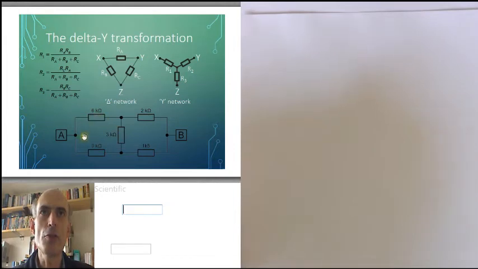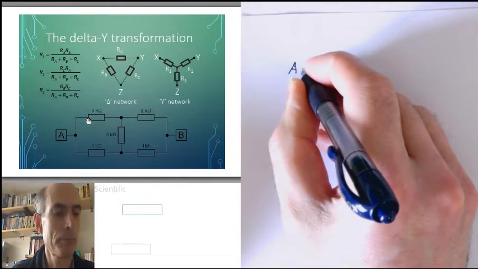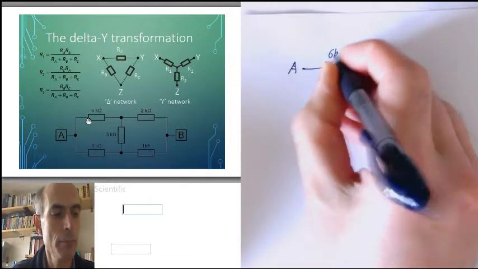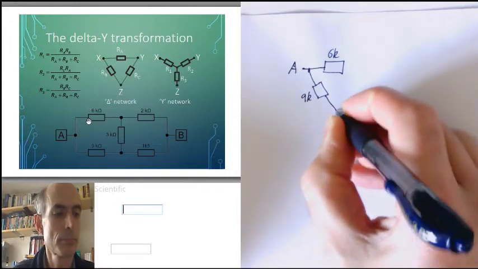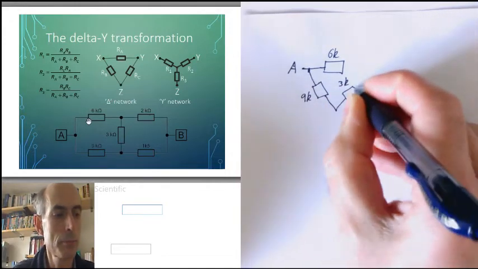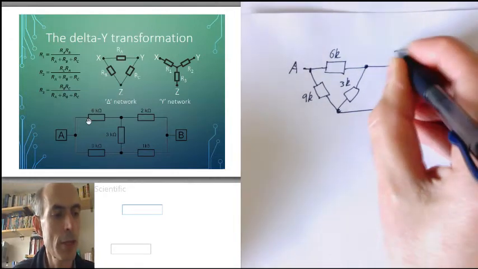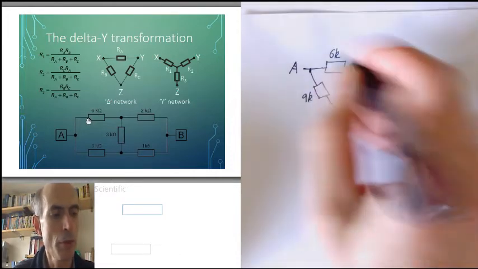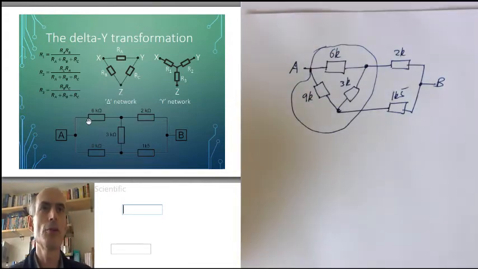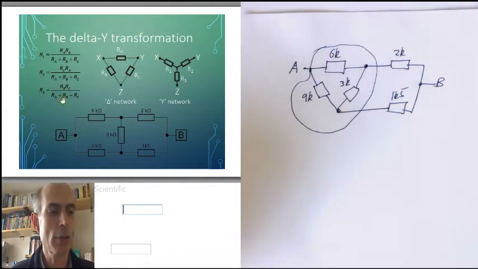We'll take these 3 resistors here, and if I draw this in a slightly different way, the same topology, I'm just going to draw it like this. 6K, 9K, 3K, and then there's a 2K resistor here, and a 1K5 resistor here, and they go off to node B. Right, that is a 3-terminal delta network, which we could transform into a 3-terminal Y network using these transformation equations.